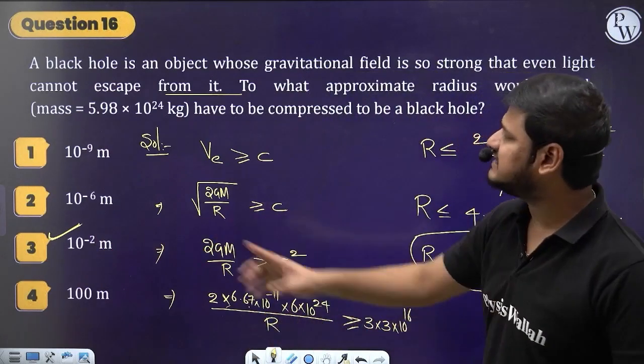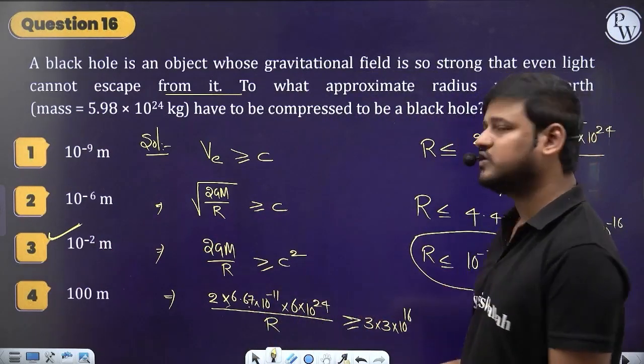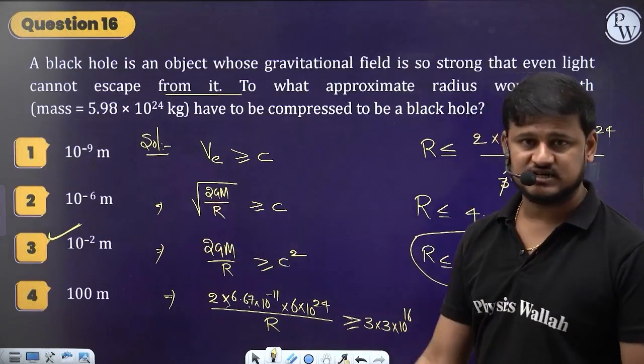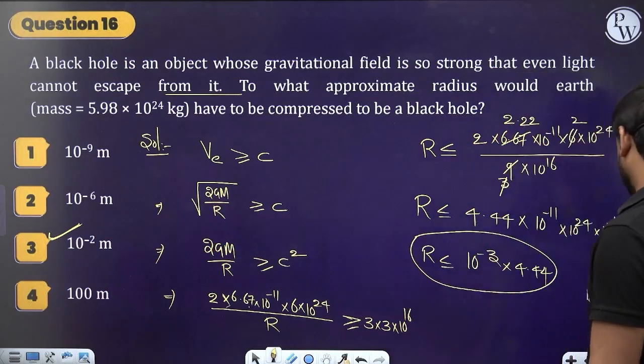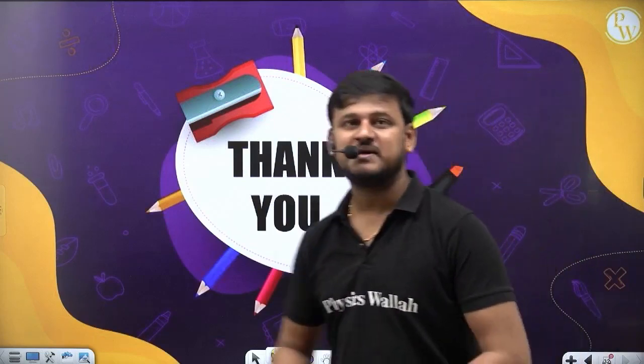This is a standard result you can remember. So instead of doing these calculations, actually this is a standard result. Done? Clear? So that's it from my end for today's session, guys. This is all about escape velocity and gravitational potential energy. In the next class, we are going to discuss the motion of the satellite.